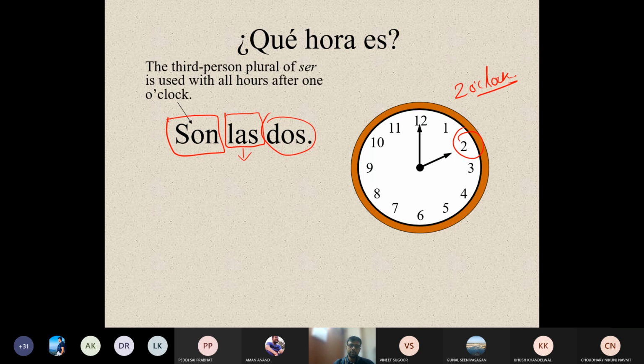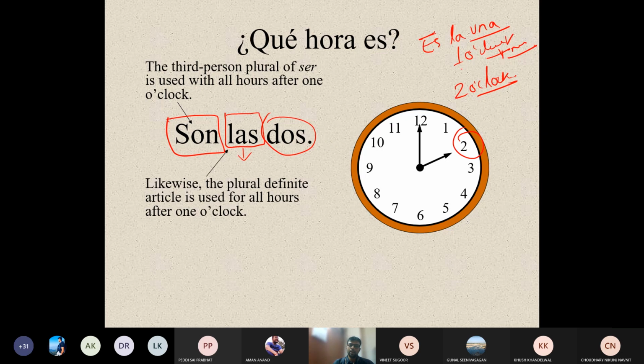The explanation is given here. The third person plural of ser is used with all the hours after 1 o'clock. So that structure of es la una, which we saw in the last slide, is only used when it is 1 o'clock, or 1 o'clock plus some minutes. But after that, with all the other hours, you just use son las dos, son las tres, son las cuatro, son las cinco, son las seis, like that you will continue. The article, as I told, will have to be plural because the number of hours has changed.